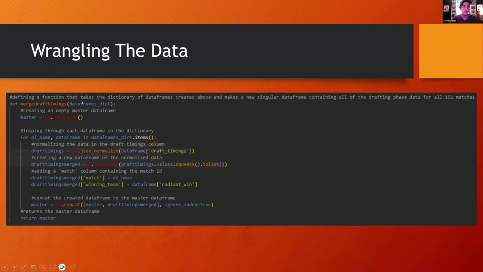Then I created another function that takes that dictionary of data frames, and then using another for loop, iterates through that and pulls out just the necessary data needed for analysis. In this instance, it's pulling all of the bans and all of the picks and whether or not those led to a win. And it concatenates all that information into one final master data frame. And then after a little bit more pandas data wrangling, we wind up with a nice clean data frame that we then feed into Tableau to do my analysis.